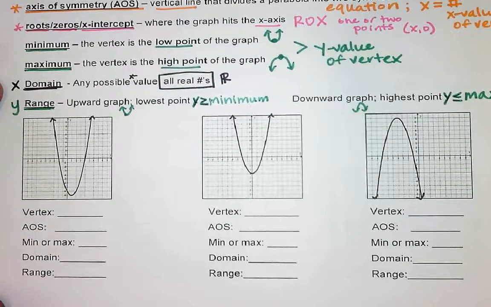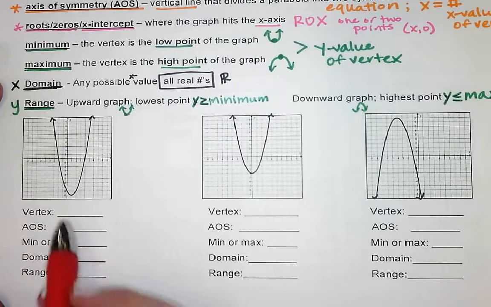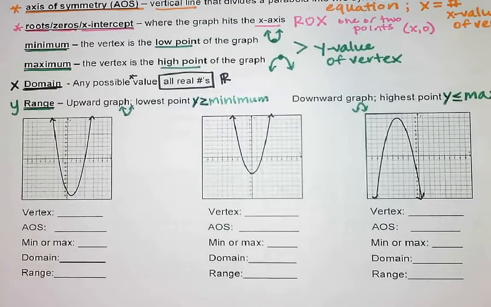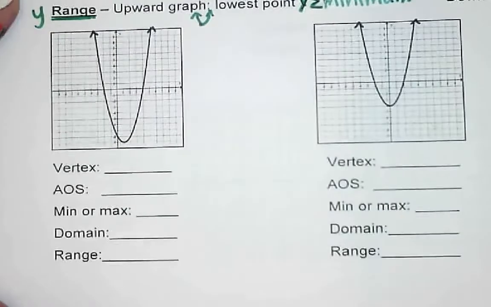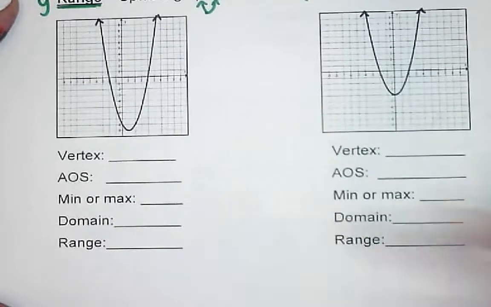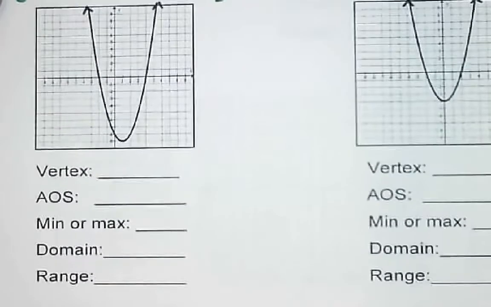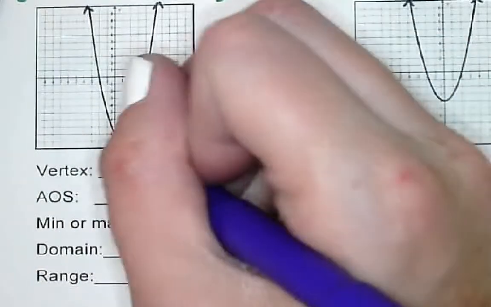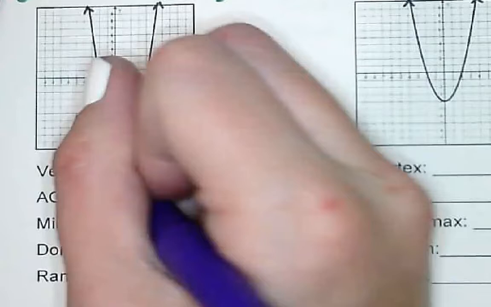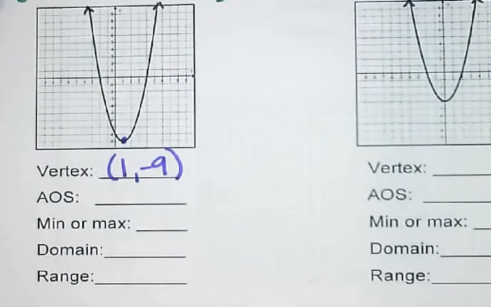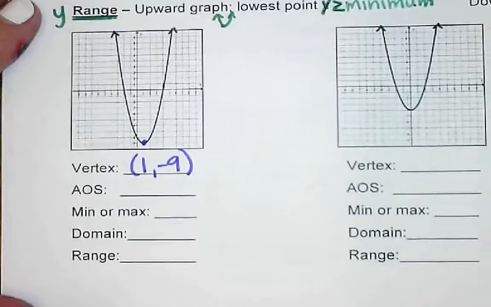All right, so guys, on these following graphs, let's identify some things. I'm going to zoom in, and we're going to talk through some of these. On this first one here, what is the vertex of this very first graph? (1, -9). Very good. (1, -9). Are y'all good identifying the vertex? That is the point where it changes direction.